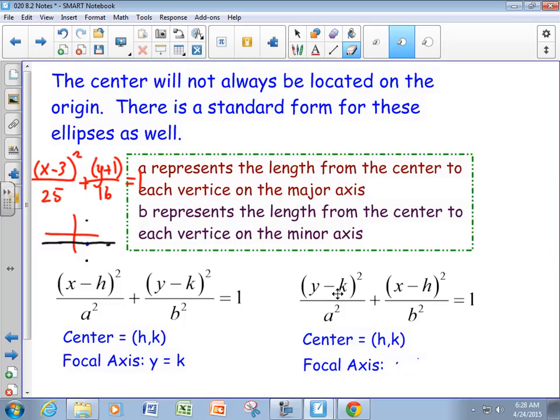So what would happen is if the A squared is underneath the y value, and we would be going up and down for our major axis, the focal axis would be the x equals equation, so x equals h. When you pick out this information, again, if you have a sketch in front of you, it makes it real easy, I think, to see what the equation for these focal axes would be based on what your bigger value happens to be under.